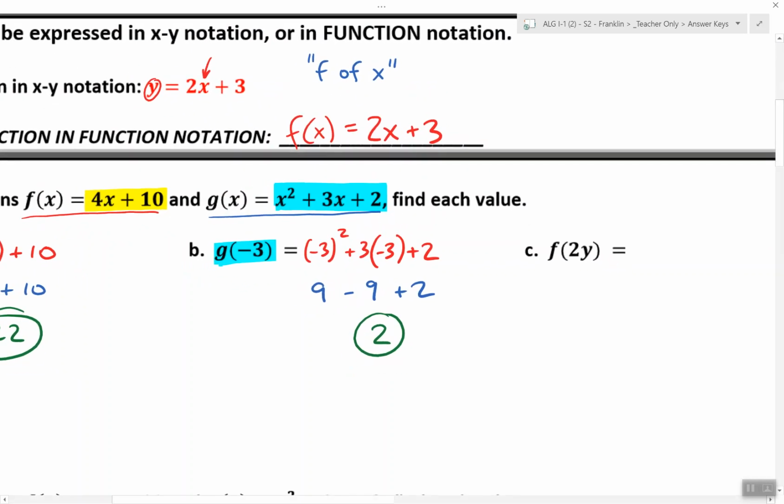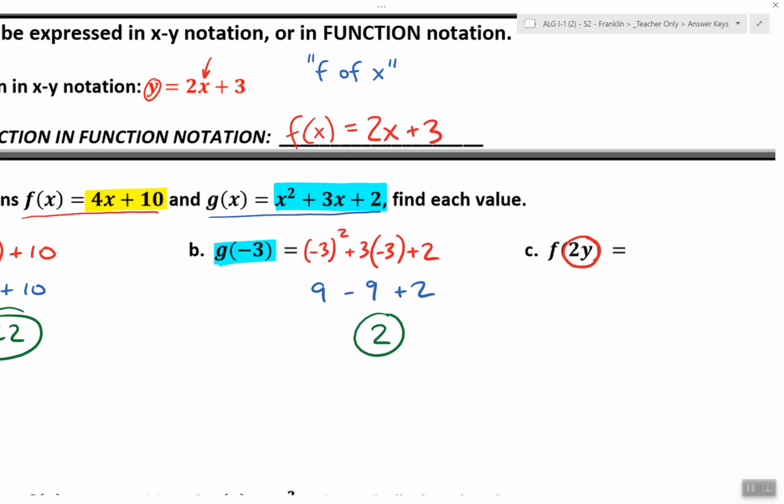We have f of 2y. So we're going to use the f of x function, which is 4x plus 10. But instead of x, we're going to put in 2y. So whatever is in the parentheses here, that's your input value. That's what you put in for the variable, no matter what it is. No matter what it is, that's what you replace x with.